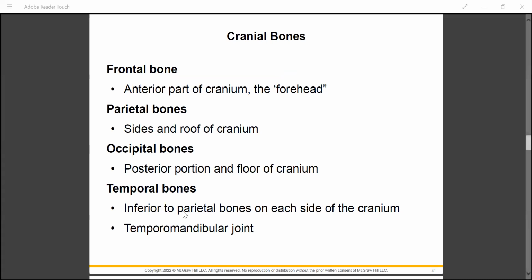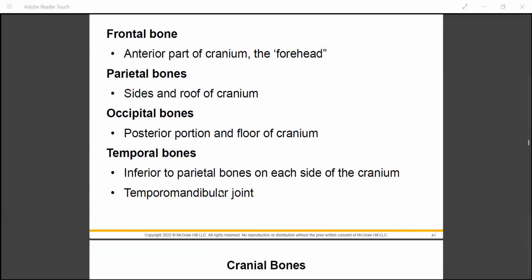We have our temporal bones I'm going to jump down to because they are the other sides. They're going to be inferior to our parietal bones. And then our occipital bones are going to be the posterior, and it's also going to help form the floor of our cranium or skull.